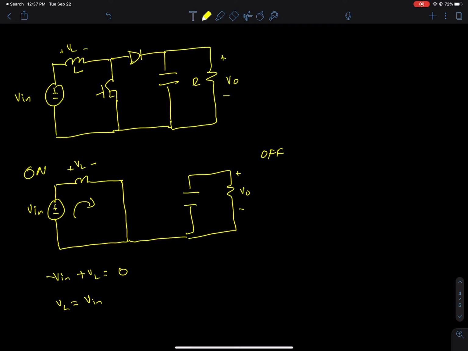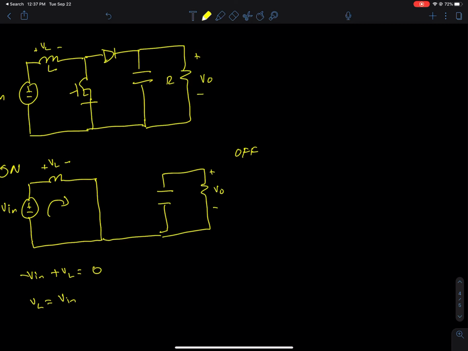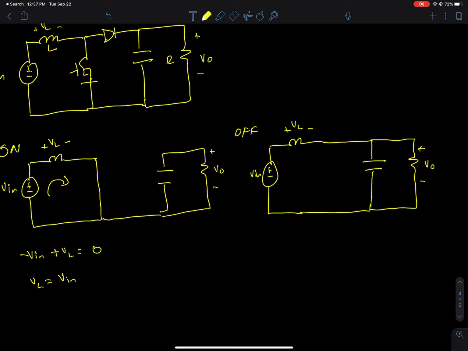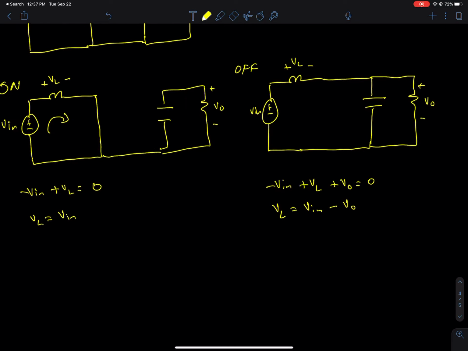Now in the off phase, this MOSFET is off. So then what do we have? We have VN right here, we have the inductor VL, the diode is on. We have the output right here across VO, which is the same across the capacitor. So we have minus VN plus VL plus V out equals 0. So we have VL is equal to VN minus V out.